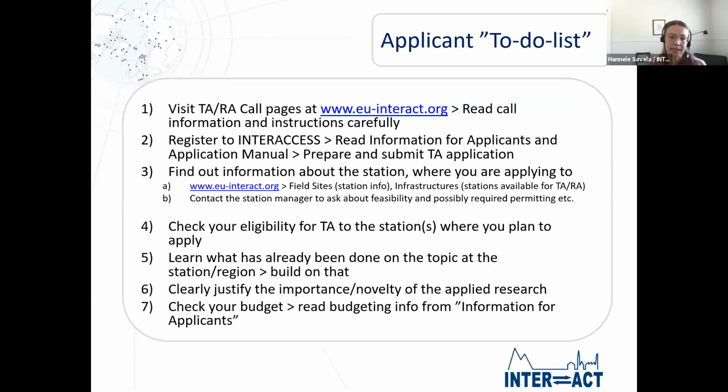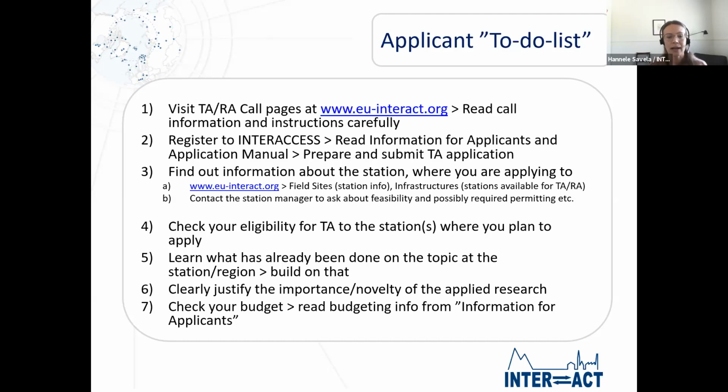So this list is the applicant to-do list. It has 7 different bullet points here. So first, of course, you should visit the call pages and read the call instruction and announcement carefully. Then register to our online application system. Read the information for applicants and application manual, and after that, start preparing your application.